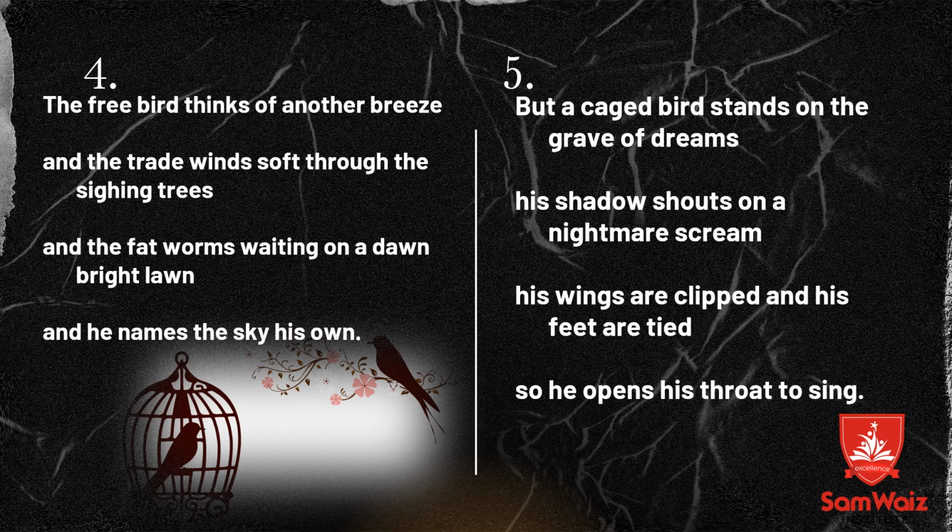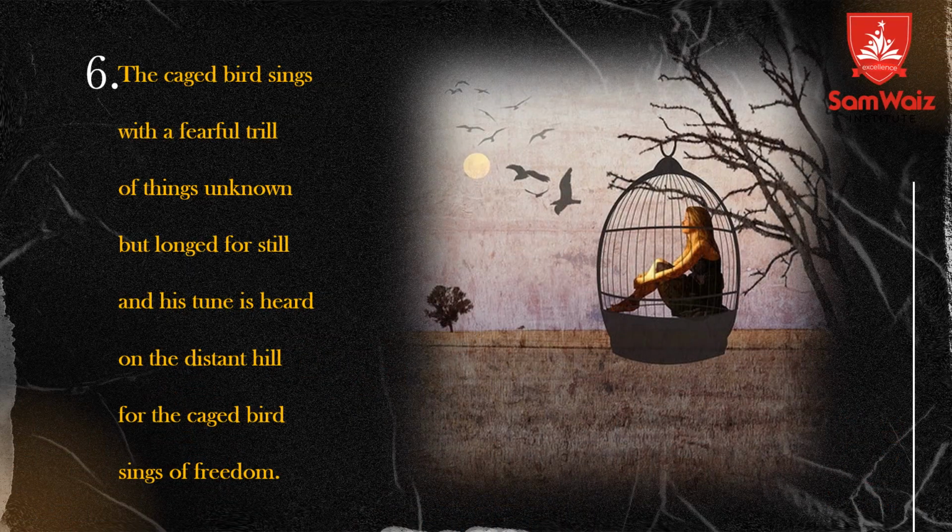Then when the wings are clipped, a bird that is meant to fly in the air will be subjugated and limited to ground peckings. Whatever you find on the ground, you take, and then it exposes that bird to predators. So that's exactly how it is. Because this is the reality of the caged bird, once again it opens his throat to sing. What does he sing about? The caged bird sings with a fearful trill of things unknown but longed for still, and his tune is heard on the distant hill, for the caged bird sings of freedom.